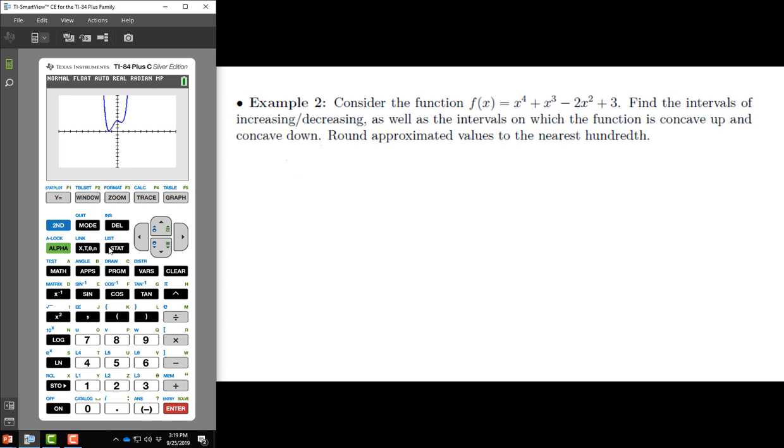Now I feel like I can sort of see where our local maxima and minima are occurring, but it might be good to zoom in a little bit more. So if we go to window, let's go between -3 and 3 in our x's, and maybe from -5 up to 5 in the y's. So -3 as my x minimum, 3 as my x maximum, -5 up to 5, and let's take a look at the graph there.